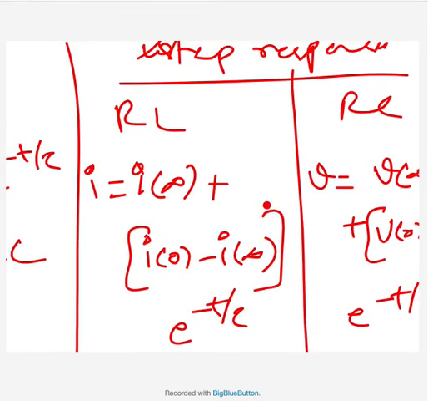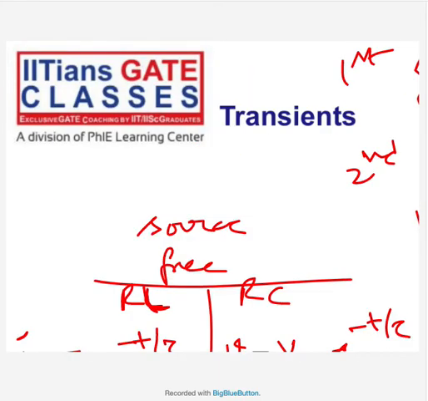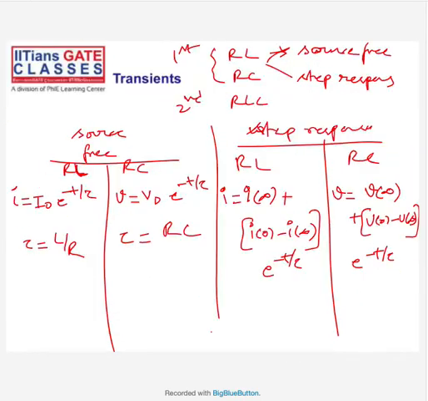With source: I of infinity plus, I naught minus I of infinity, e power minus t by tau. And the same with voltage also. Source free has only two steps: finding I naught (or V naught) and finding tau. Here you have three steps: I of infinity, I naught, and tau. Okay, so this is transients.